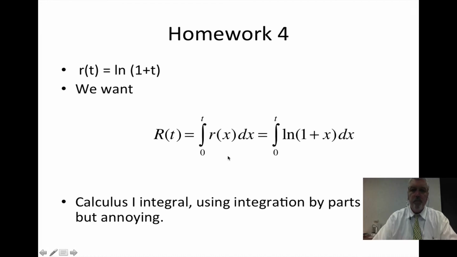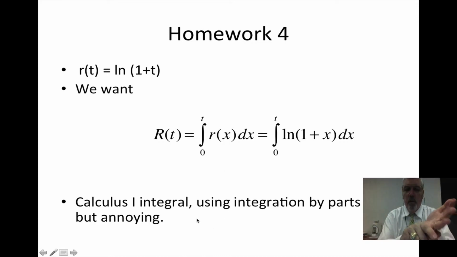of the homework. For homework 4, we're given this particular failure rate function, the log of 1 plus t, and so applying what was on the previous slide, what we want is the integral from 0 to t of the failure rate function, in this case the integral from 0 to t of the log of 1 plus x dx. Now that's a Calculus 1 freshman integral using integration by parts, which I'm quite sure you did at some point, but you're probably sitting at home going, that Allwell guy is making me do this stuff, I don't remember how to do it.